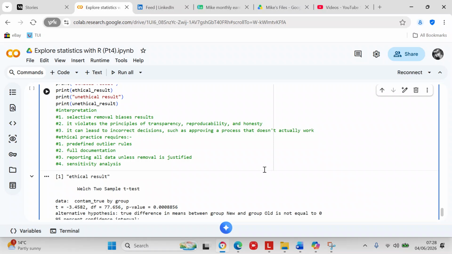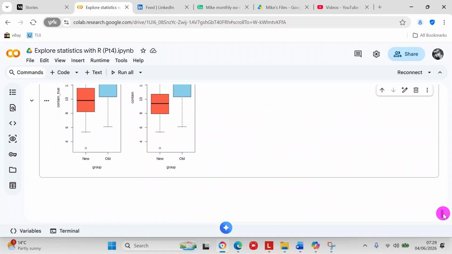So ethical statistics requires: 1, you have to predefine outlier rules. 2, you have to have full documentation. 3, you have to report all data unless removal is justified. And 4 is you have sensitivity analysis. And so you can see that there was a difference in the test results in the ethical analysis and the unethical analysis. And so you're always going to want to try to go with the ethical analysis.